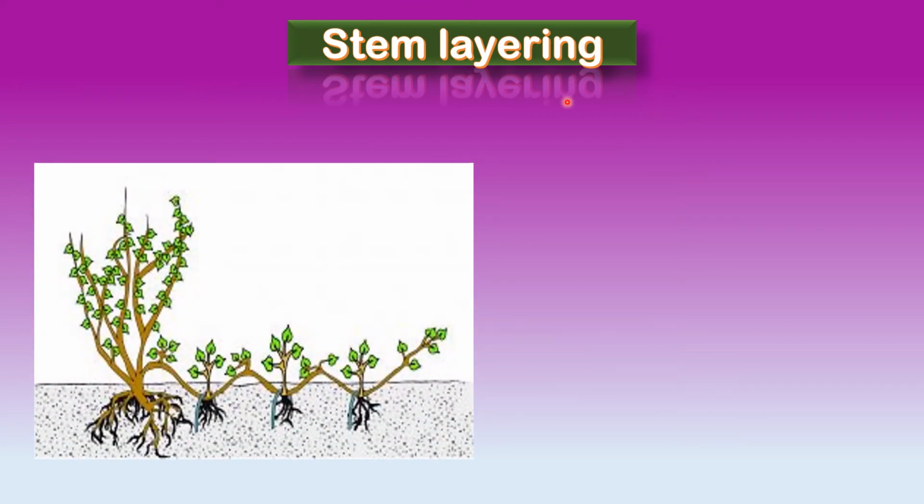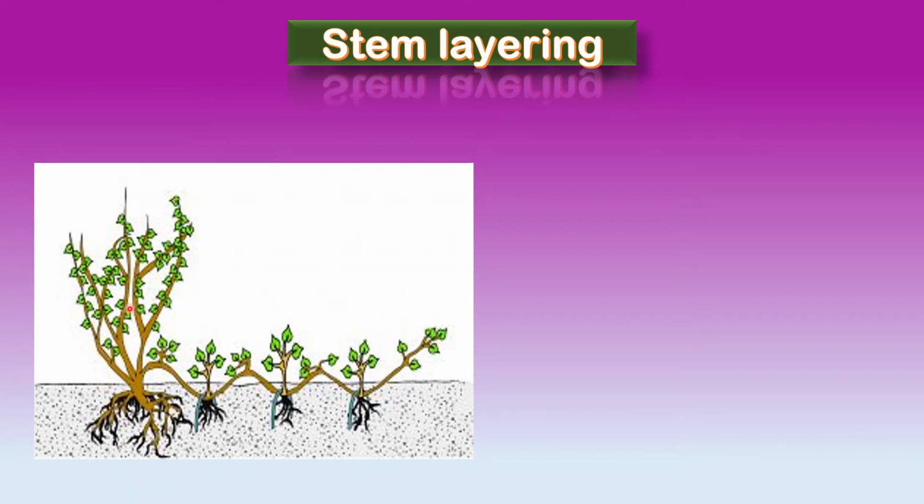After grafting, let's see what is stem layering. What is stem layering? Children, in stem layering, a stem of a plant touches the ground, and when it touches the ground, the part which is covered with soil starts developing roots. How? Now let's see here, children, on the screen. Can you see what this is? This is a plant.